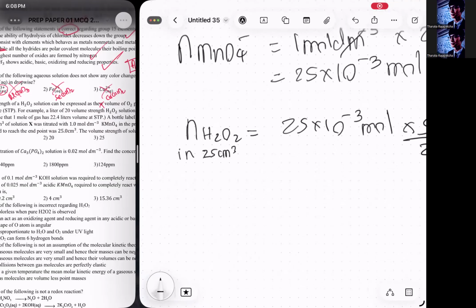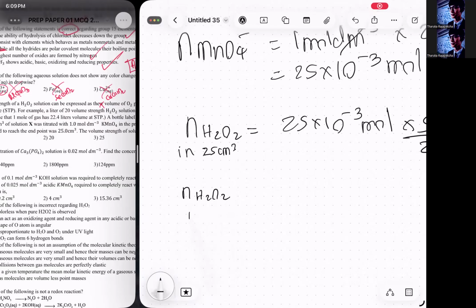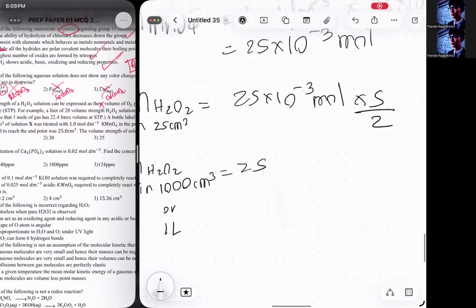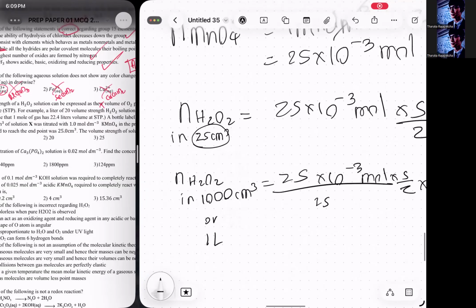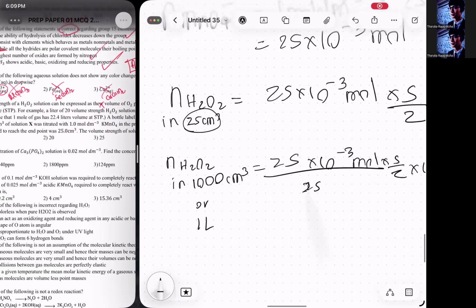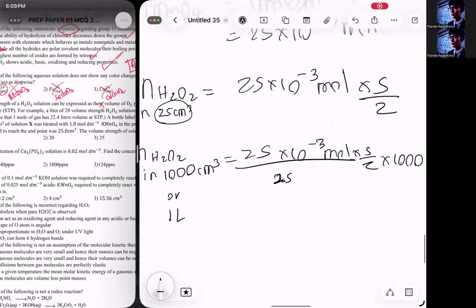So what I'm going to do is calculate the number of moles of H2O2 in 1000 cubic centimeters, or you can call it 1 liter, 1 cubic decimeter. So you divide by 25 and multiply by 1000. Why am I doing that? People, for 25 cubic centimeters it is this much. Now for 1 cubic centimeter, how to find? Divide by 25. And then for 1000, you multiply by 1000.